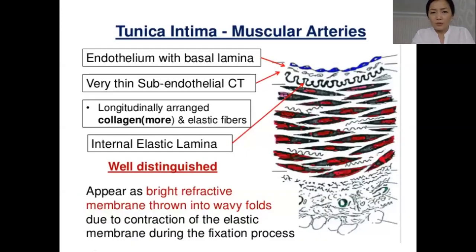Next type of artery, muscular artery, tunica intima. This is a scheme. Later I'll show you a real slide. Tunica intima of muscular artery also consists of endothelium, or simple squamous epithelium, very thin subendothelial connective tissue, this part, and internal elastic lamina, well distinguished here. In muscular artery, remember, the internal elastic lamina is a zigzag line, well distinguished in the slide.